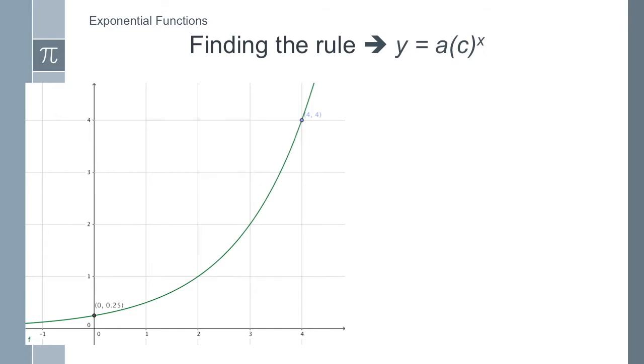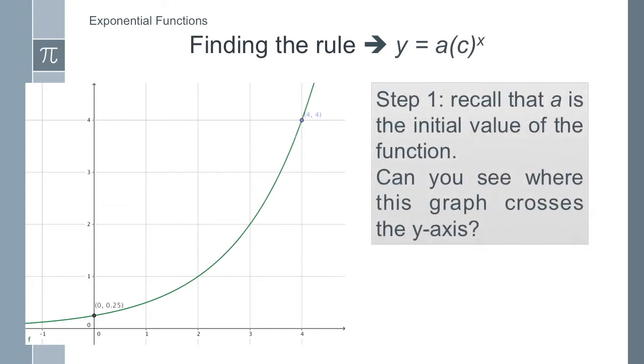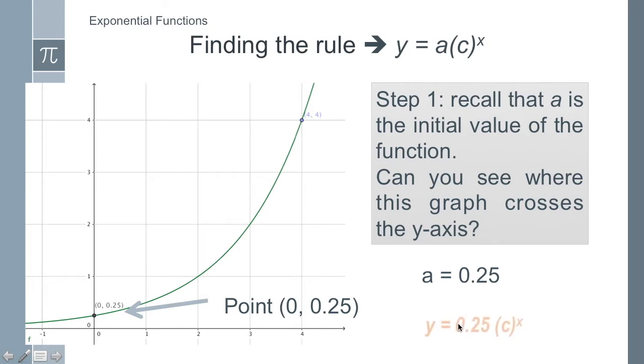Now, how do you find the rule? This is the major question for all of our functions. How do you find the rule of your function? The first step here, given this graph, is remembering that a is the initial value of the function. So in this graph, can you see where the function crosses the y-axis? Well, yes, you can. Here's 0, 0.25. So it crosses the y-axis at 0.25. So then a is simply 0.25. So already we have one part of our rule. All we're missing now is our c.